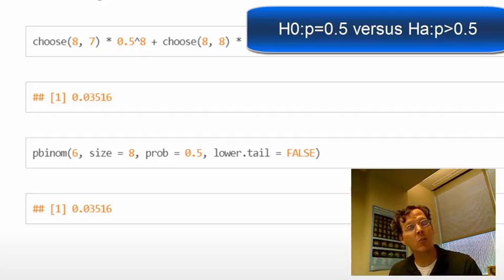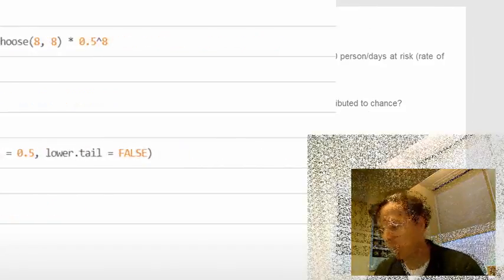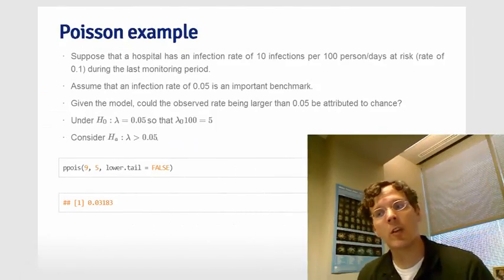You take those two one-sided p-values, you take the smaller one, and you double it. And that's the procedure for getting a two-sided p-value in these exact binomial calculations. Let's go through a Poisson example.